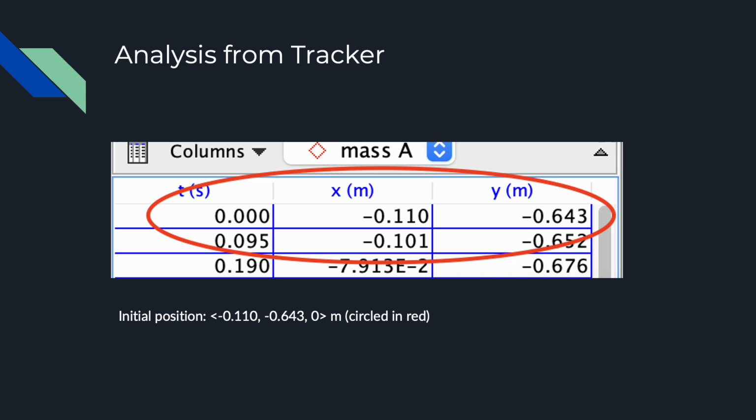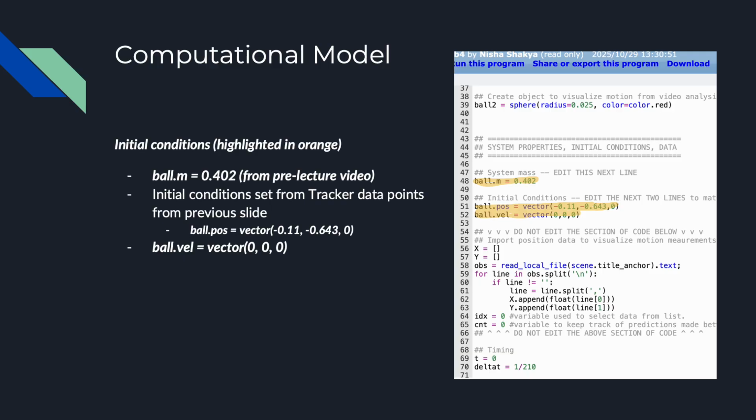Here, from the Tracker dataset, we have the initial position is negative 0.11, negative 0.6430, which is circled in red. Now for the computational model. The initial conditions are highlighted in orange. Ball.m is equal to 0.402 from the pre-lecture video, and the initial conditions were set from Tracker data points from the previous slide. So ball.position is equal to negative 0.11, negative 0.6430, and the velocity of the ball is 0.